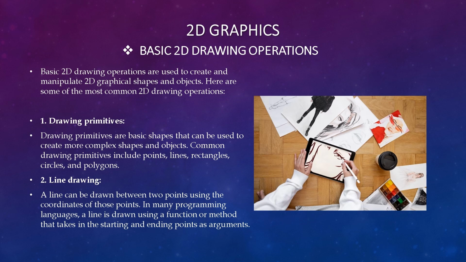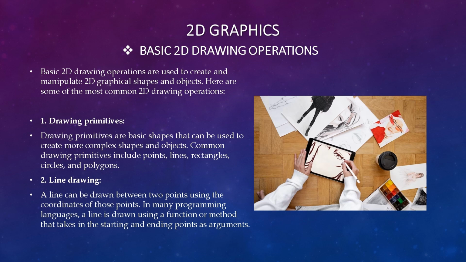Basic 2D drawing operations are used to create and manipulate 2D graphical shapes and objects. Here are some of the most common 2D drawing operations. 1. Drawing primitives. Drawing primitives are basic shapes that can be used to create more complex shapes and objects. Common primitives include points, lines, rectangles, circles, and polygons.